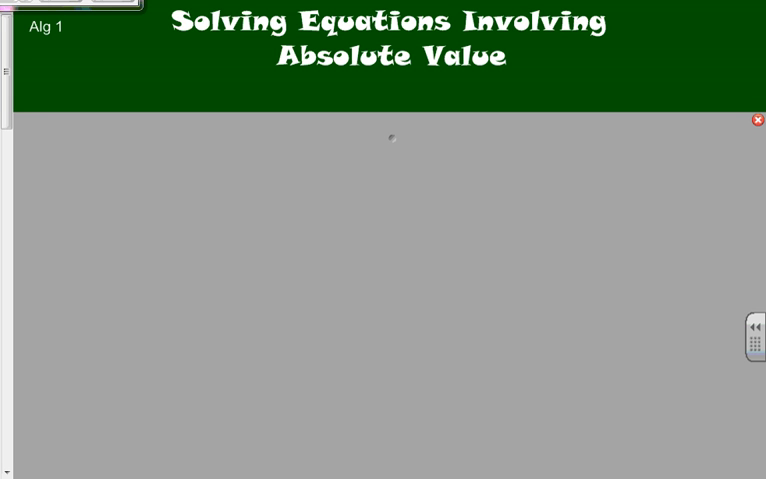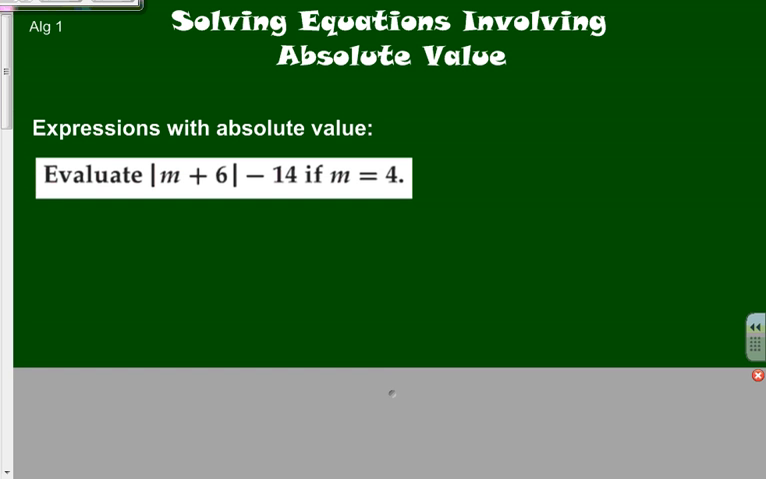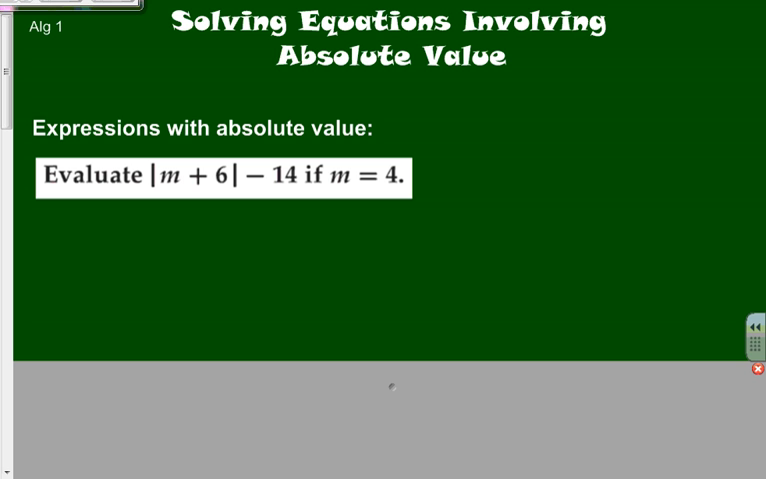Welcome, students. Your lesson today is called Solving Equations Involving Absolute Value. First, we're going to solve expressions with absolute value. Absolute value, of course, is the distance from 0 to the number on a number line. So it's a distance. It's never negative. When you find the final result of absolute value, it's never negative.